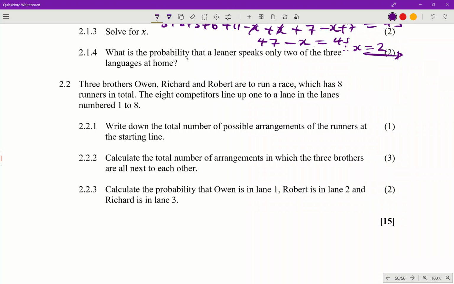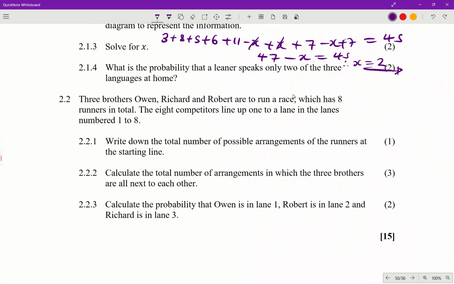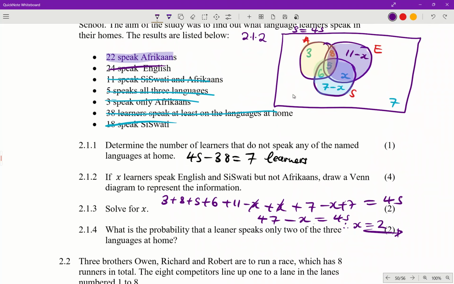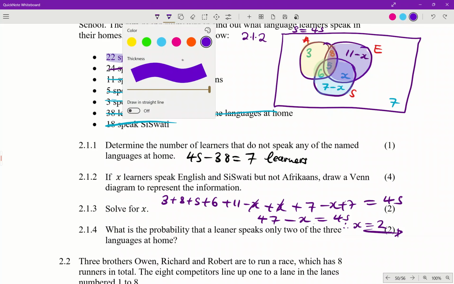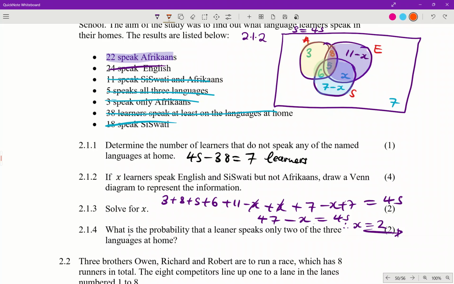Right. So now, what is the probability that a learner speaks only 2 of the 3 languages? Guys, this is easy. Look what's happening. You deal with this like this. They say, what is the probability that a learner speaks only 2 of the 3 languages? Only 2 of the 3 languages. Guys, once they say something like only 2 of the 3 languages, go where the intersection is. This is where the intersection is. You were talking about these ones here.